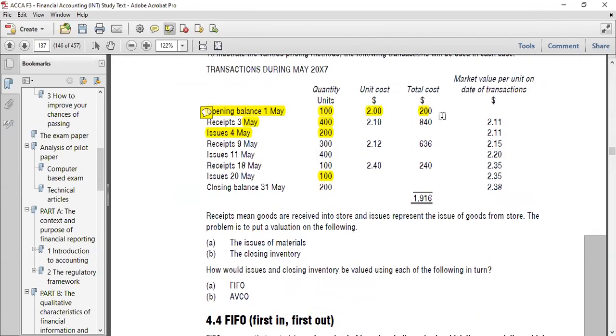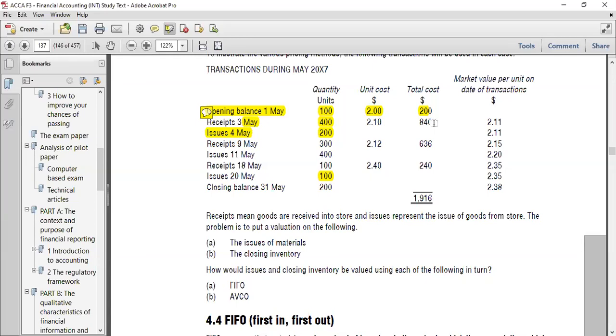Okay, now this is what you need to note. If this is what you have as your inventory data, on 1st May we had inventory valued at 100 units at 2.0, and the total cost is 200. The same thing also happens here. We have 400 valued at 2.10, and this gets us 840.